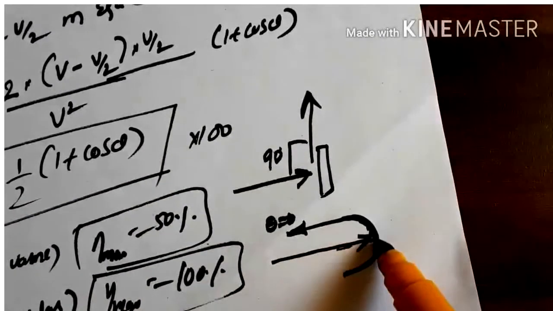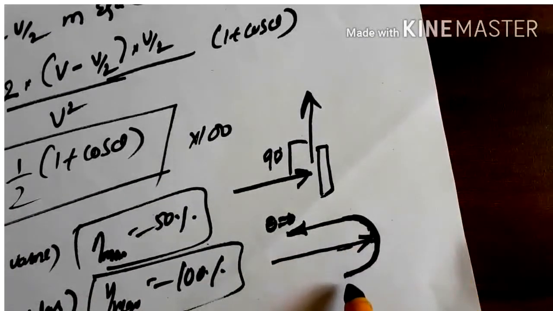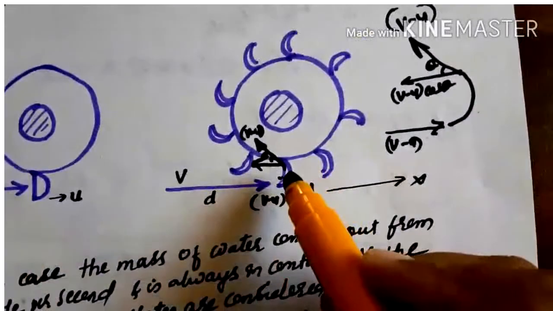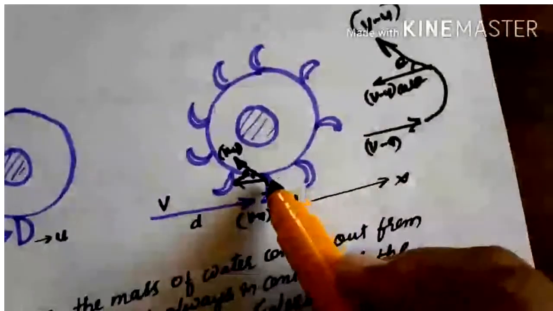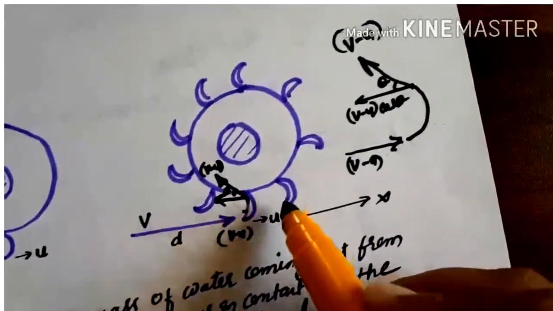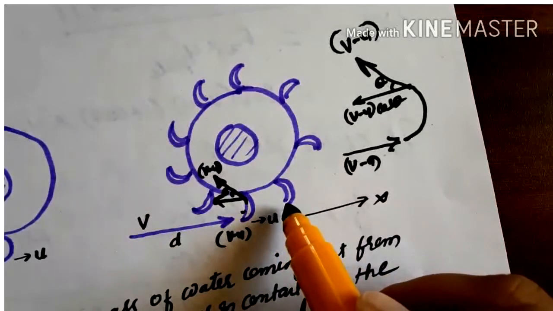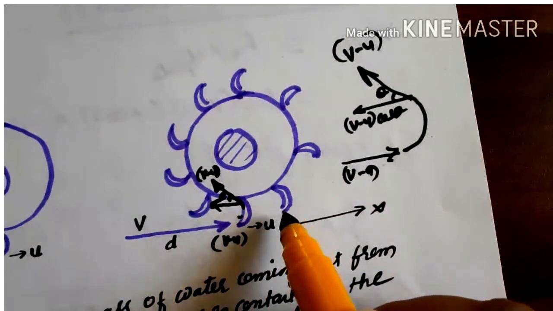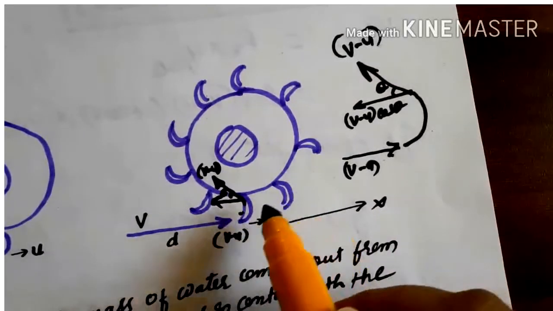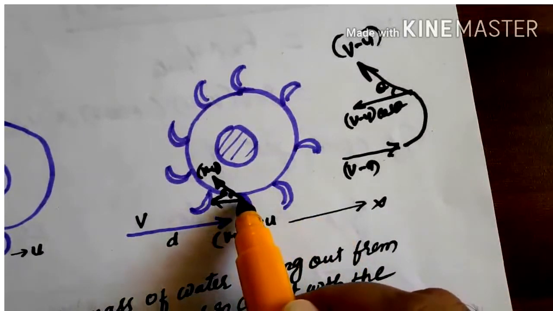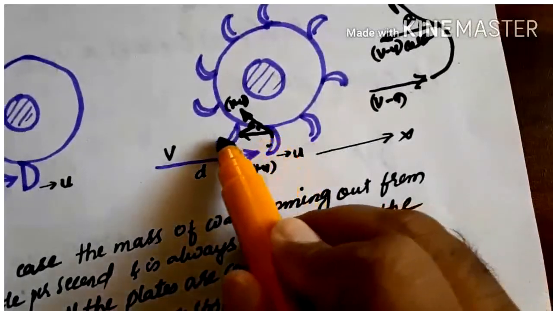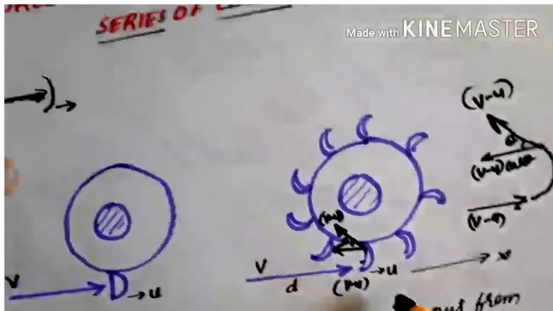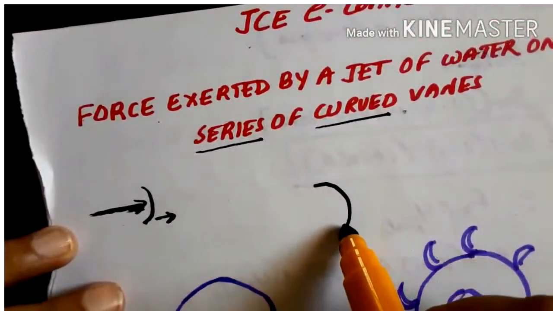So to achieve 100% efficiency, we have to have vanes on an impeller like this, circular vanes or semicircular vanes like this. By having a semicircular vane, we can achieve 100% efficiency. Okay, so that has been proved here. When the jet strikes, it leaves making an angle of 0 degrees like this. This is a semicircular vane.